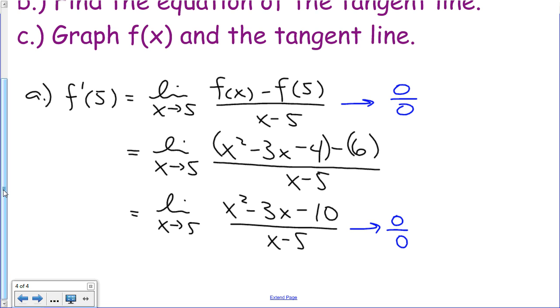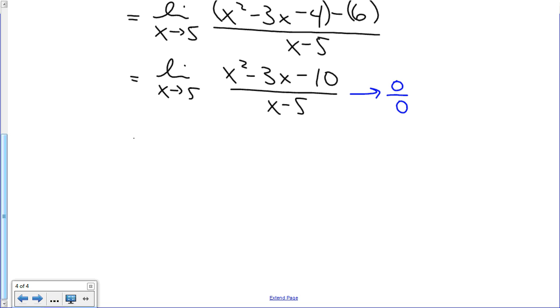All right? Now the fact that when I got to this point here it's still in the indeterminate form tells me that when I plugged in 5 and I got a 0 out of the numerator, x minus 5 must be a factor of it. So I can use that to my advantage. Knowing that x equals 5 is a 0, this tells me that x minus 5 must be a factor of it. So the other factor then would be x plus 2.